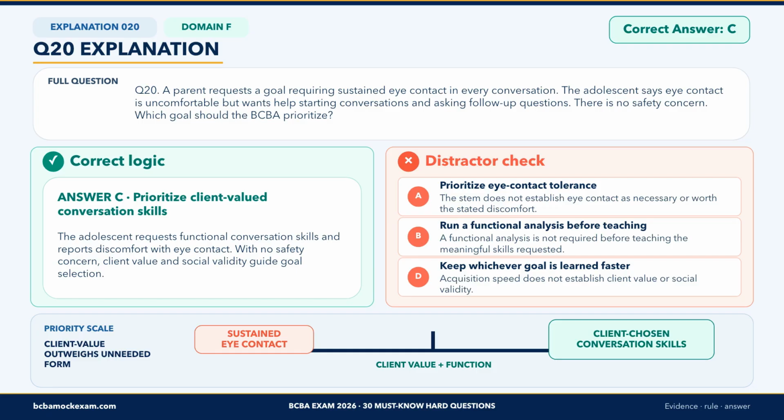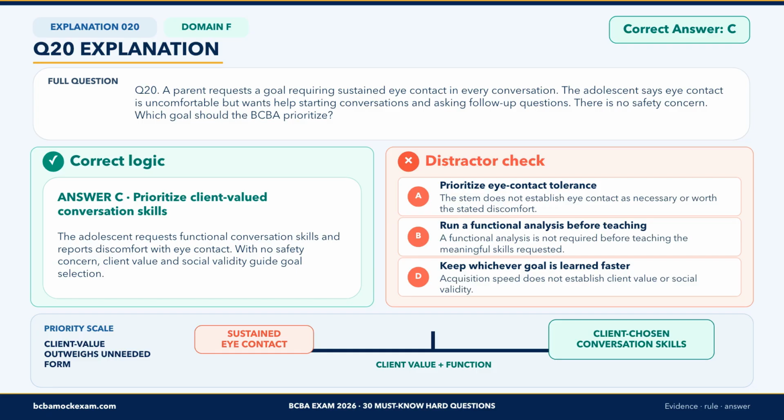The client identifies a meaningful functional goal and a concern about the requested response, with no safety reason to override that preference. Assessment and goal selection should be client-informed, culturally responsive, socially significant, and functionally useful. Conversation initiation and follow-up questions can meet the stated need without imposing unnecessary eye contact. On the priority scale, the client-chosen conversation skill outweighs the unsupported eye contact prerequisite.